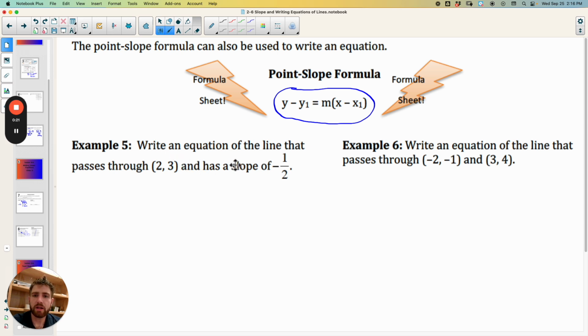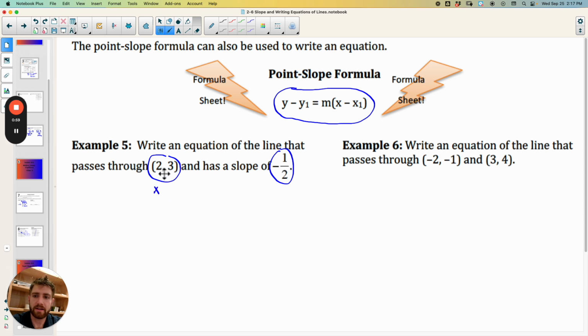Here it says write an equation of the line that passes through the point (2, 3) and has a slope of negative 1/2. In the same way as the last video, we call it the slope-intercept form because you can look at the equation and identify what the slope is and what the y-intercept is. But for point slope, all you need is a point and a slope to write the equation of your line. So here I have a point and here I have a slope, so I can write my equation.